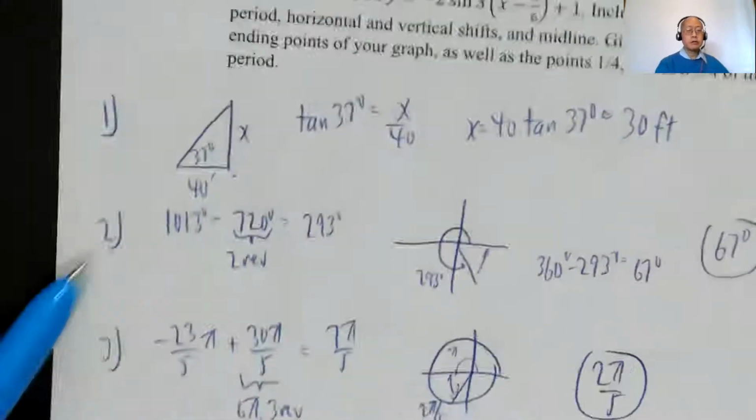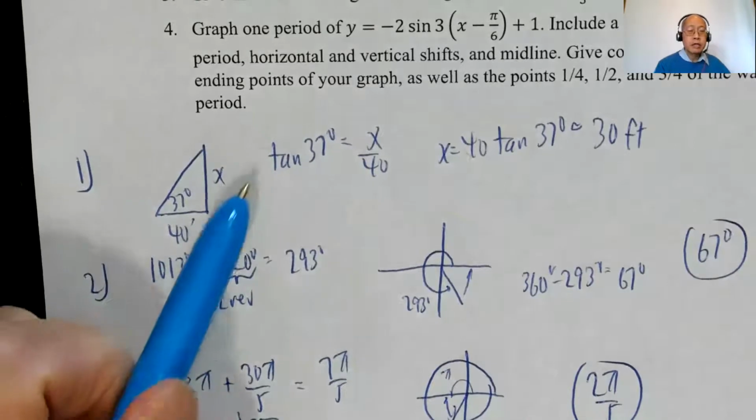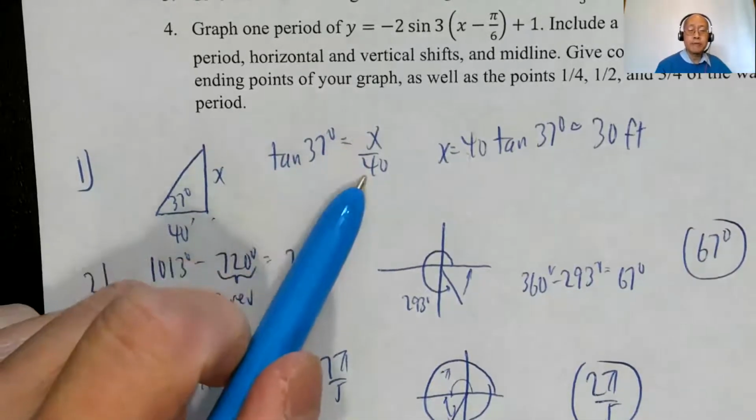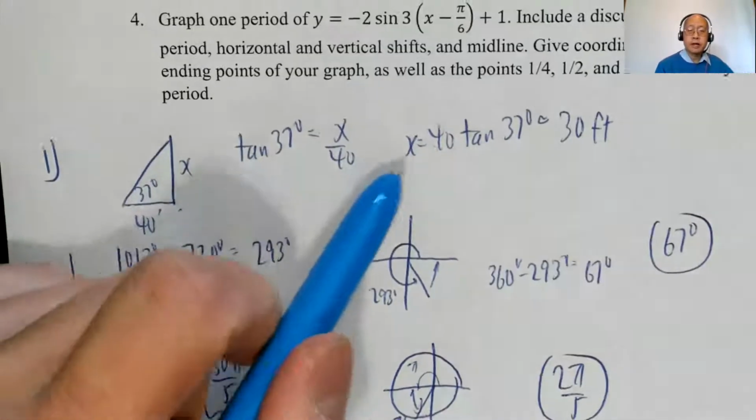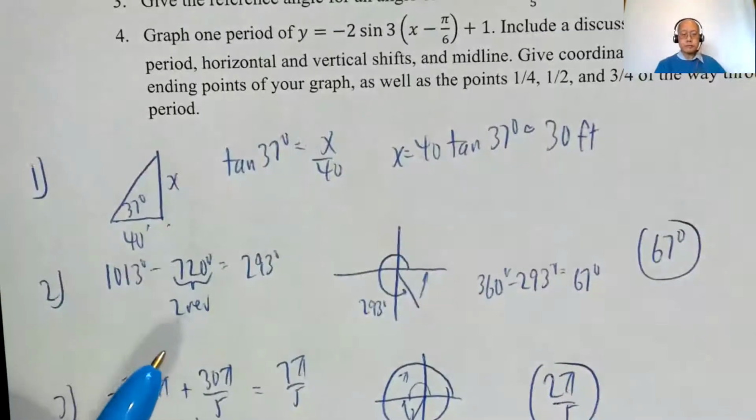All right, so here's the picture. This is the opposite side. This is the adjacent side. So it looks like tangent. Tangent 37 degrees is x over 40. Multiply both sides by 40. X is 40 tangent 37 degrees, which is approximately 30 feet.